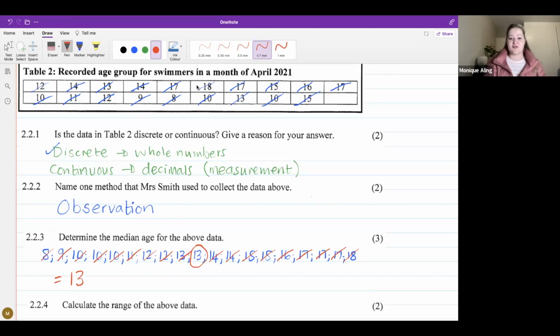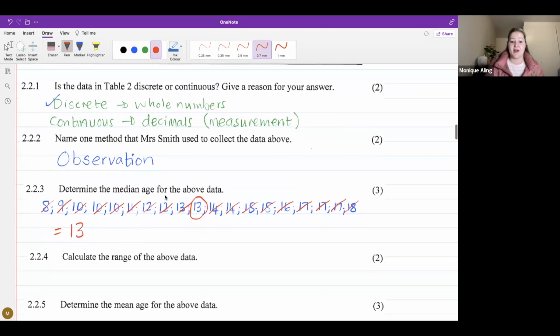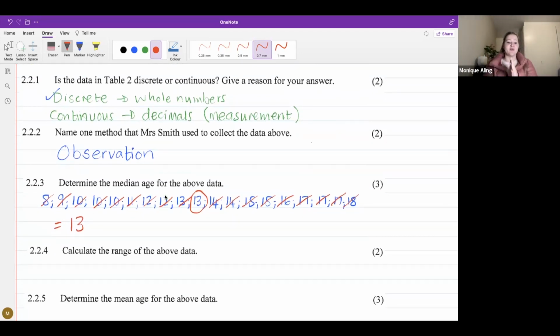Okay, I see Kia's dropped a pro tip for you in the chat. It looks like we all understand median. Please remember to always put your numbers in order before you work out the middle number. Okay, question 2.2.4, calculate the range of the above data. I'm going to give you guys a couple of minutes to quickly work out the range. Remember to show your working out.